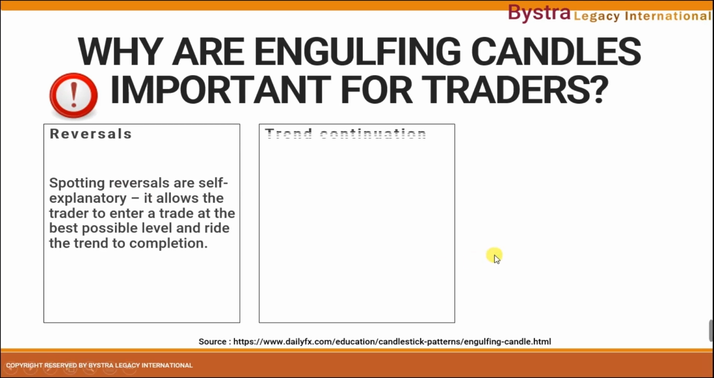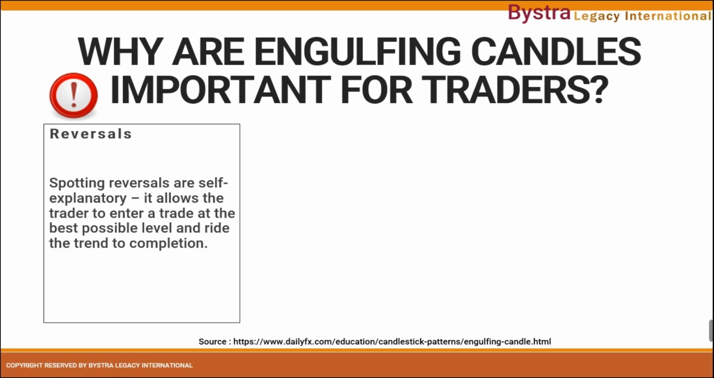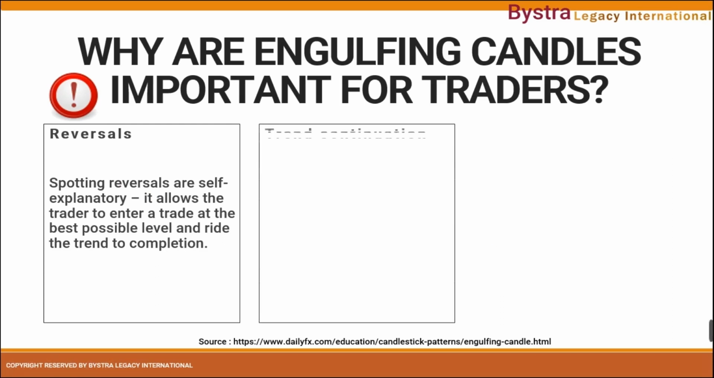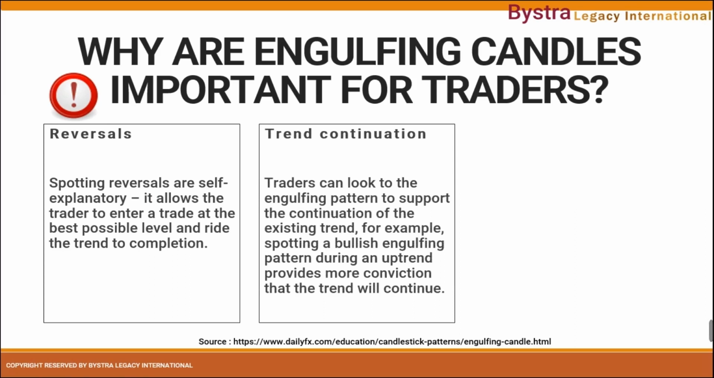Next, when an engulfing candle is formed in the middle of a trend, this is a sign that the trend continuation is still very strong. For example, when price is in an uptrend and forms a bullish engulfing in the middle of the trend, it convinces traders that it is still on the strong bull side.